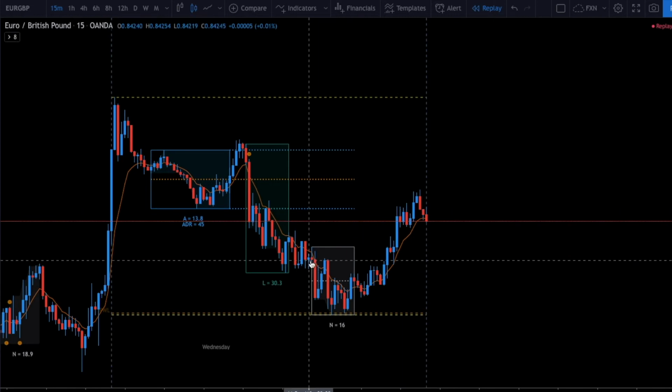Now, is it going to be like this every time? Absolutely not. Using the ADR is just a tool, just like using the EMAs, just like using the previous day's highs and lows, just like using the boxes and all that stuff. They are just extra tools to help you. So it's not going to be perfect every time, but it is definitely very helpful for you to know where you're at during that particular trading period.